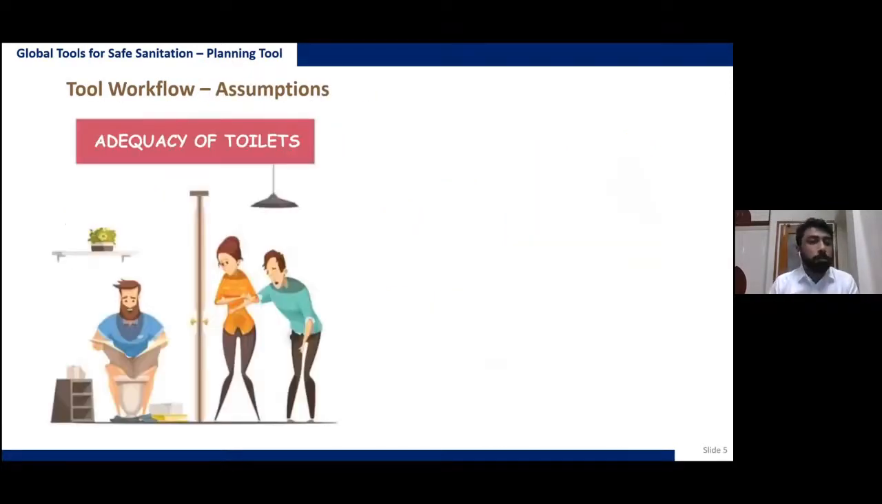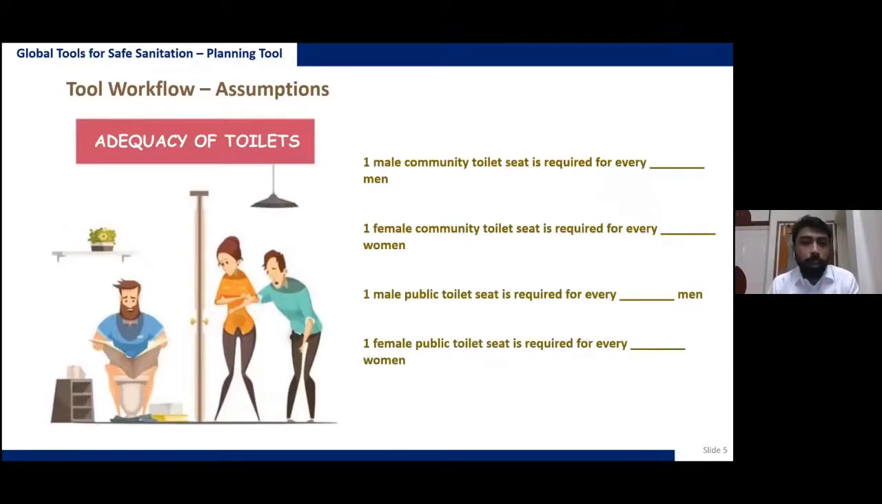The tool has some basic assumptions in place, for example benchmarks, like how many people one community toilet seat can cater to, male and female, and how much population one public toilet seat can cater to, again male and female. So talking about adequacy of toilets, these are some of the benchmarks and assumptions that you as a planner would input into the tool, and based on which your planning would be, you will get the output of the tool.